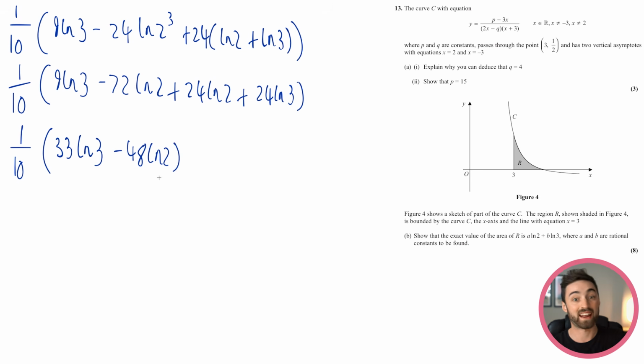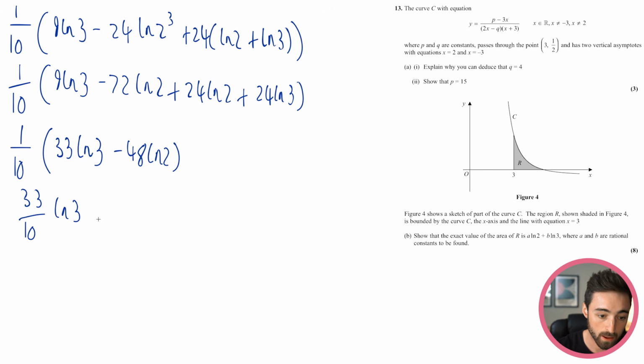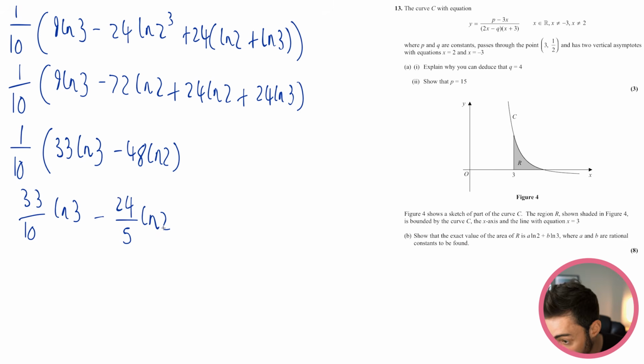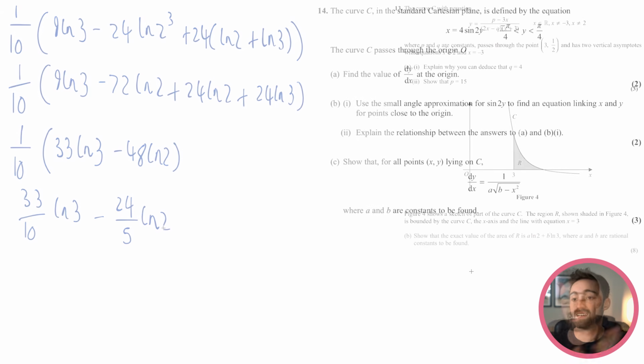Oh, I think we're getting there. Now I can bring that 10th back in. So I'm going to get 33 over 10 ln 3 minus 48 over 10, which is going to be 24 over 5 ln 2. Is that the right? So I'll get a ln 2 plus b ln 3, where a and b are rational, and both of these are rational. Whew! Question 14. Last question.